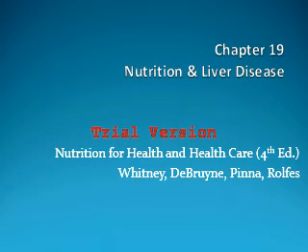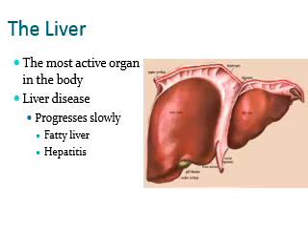Chapter 19 discusses nutrition and how it relates to liver disease. Our liver is the most active organ in the body, and when it's diseased, the disease may progress very slowly, particularly in cases of fatty liver disease and hepatitis disease, which we will discuss in detail.